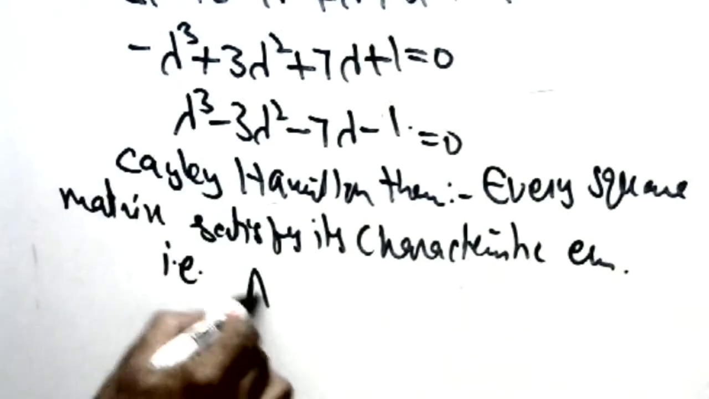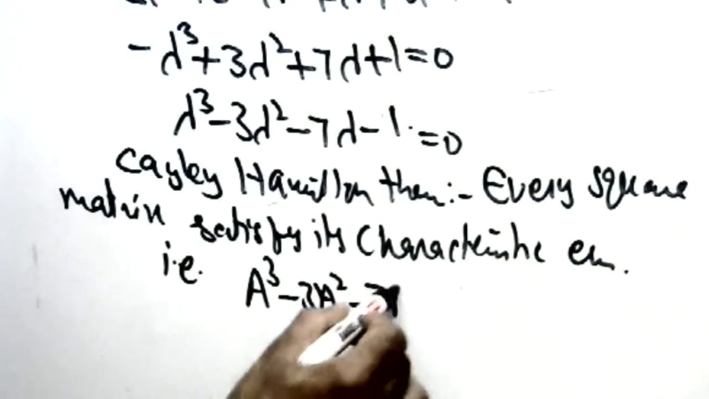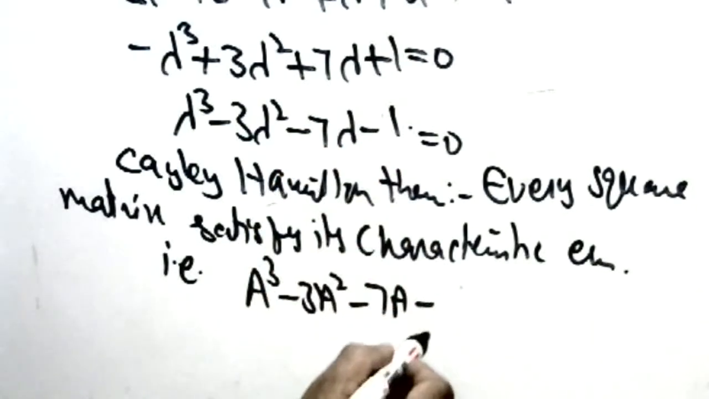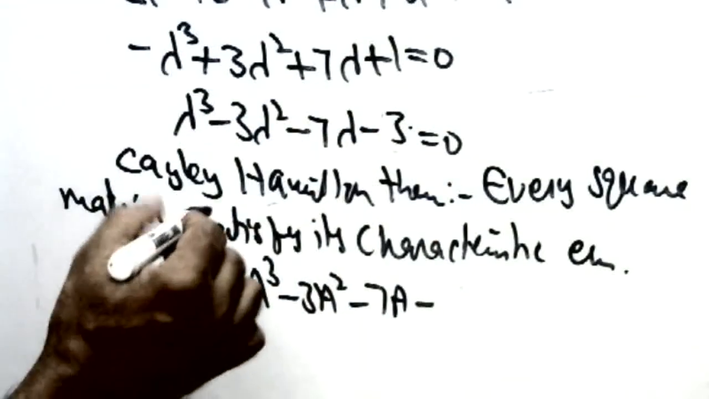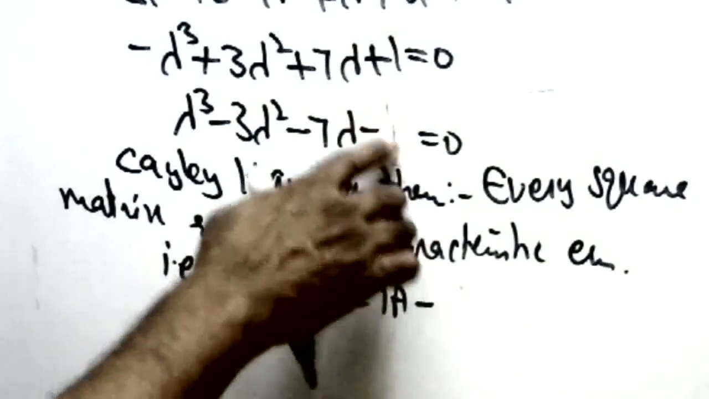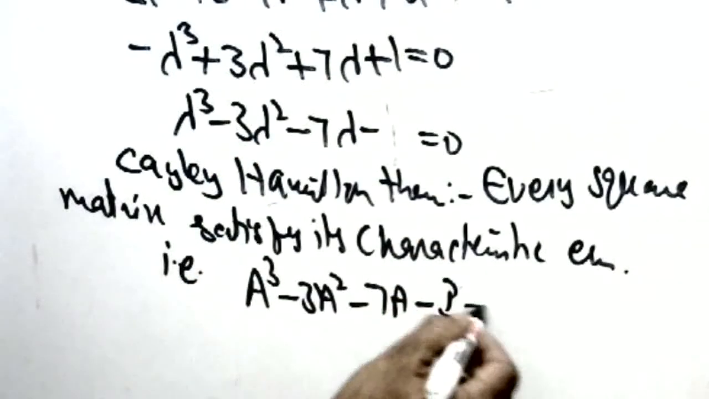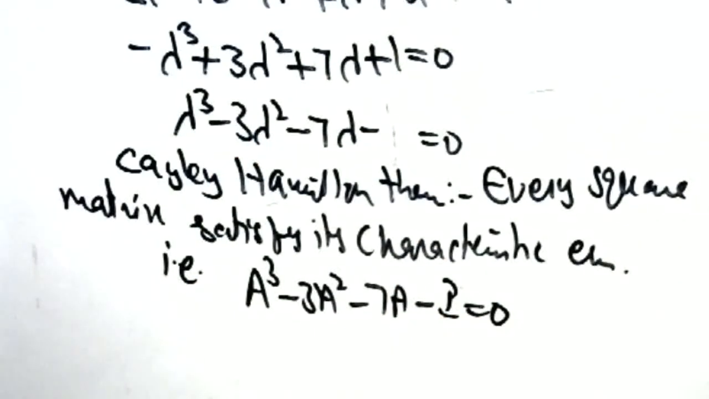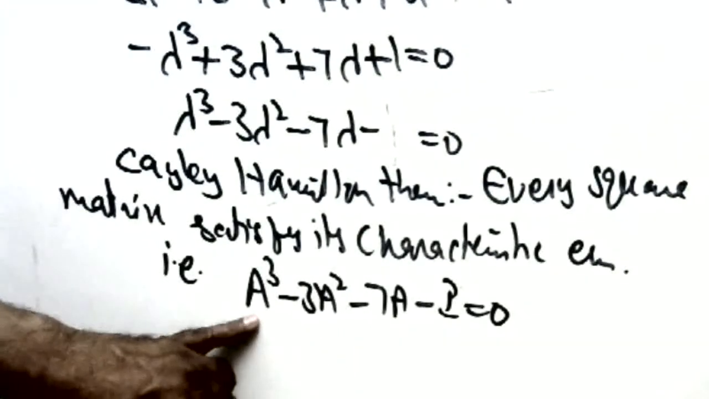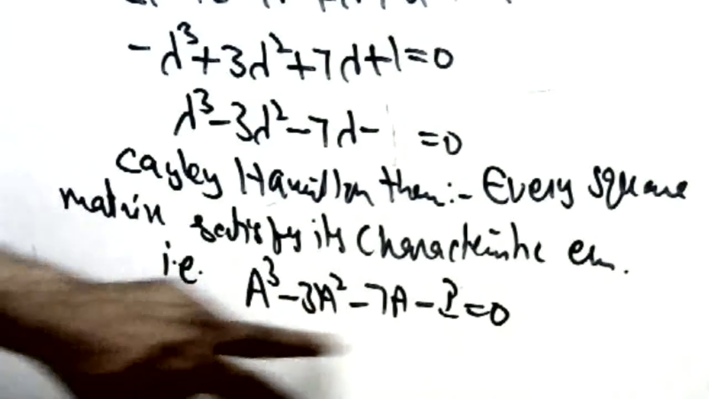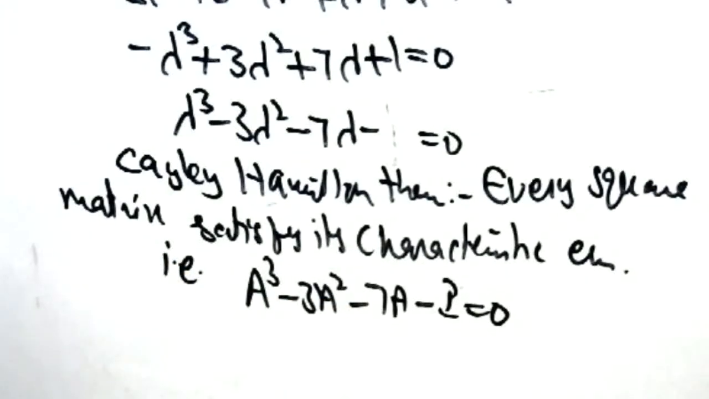That is, what should we get? In place of lambda, you write A cube minus 3A square minus 7A minus, with the constant you must apply I. Suppose we are having here 3, so we must write 3I. If we are having 5, we must write 5I. So we are having 1 into I will be I equals to 0. Now we have to verify this Cayley-Hamilton theorem. We have to find A square, A cube, then we use this, we must get 0, then the Cayley-Hamilton theorem will be verified.